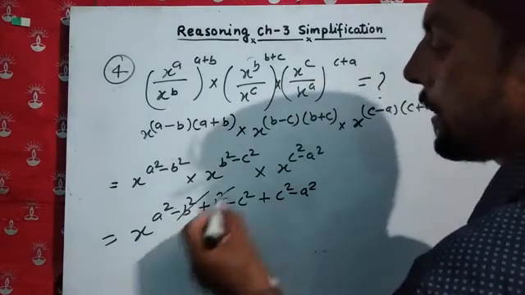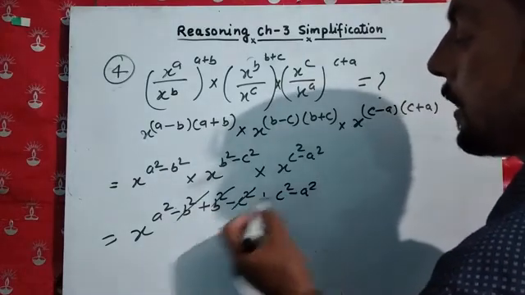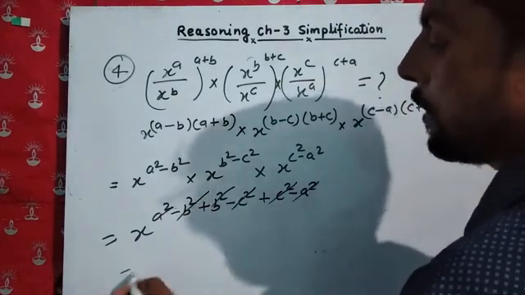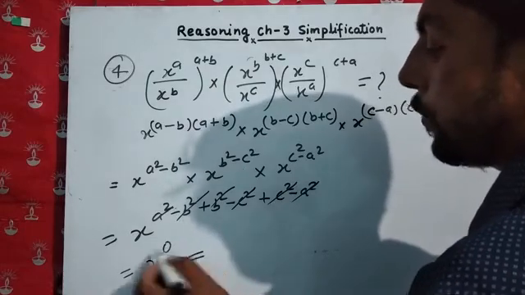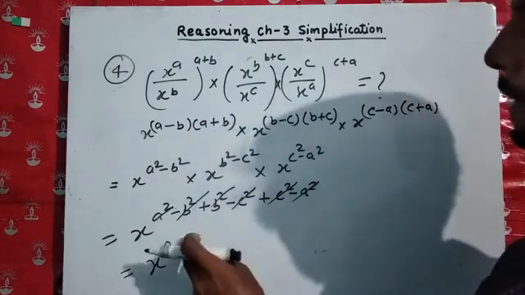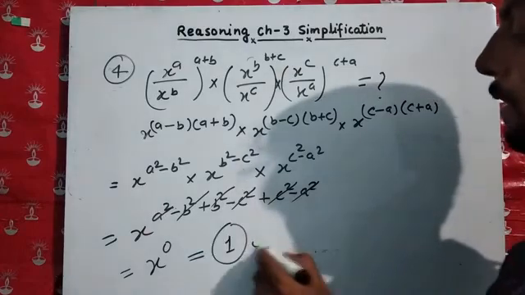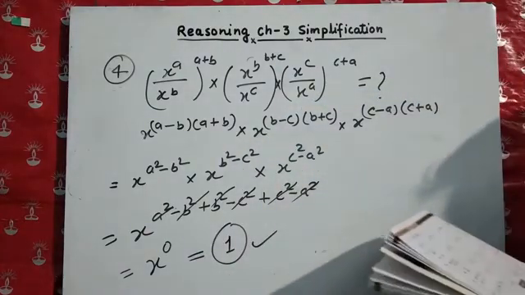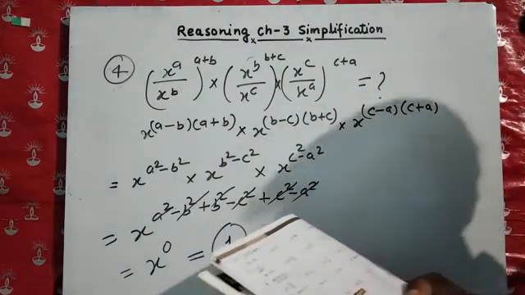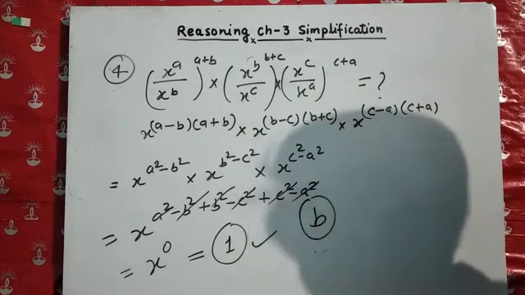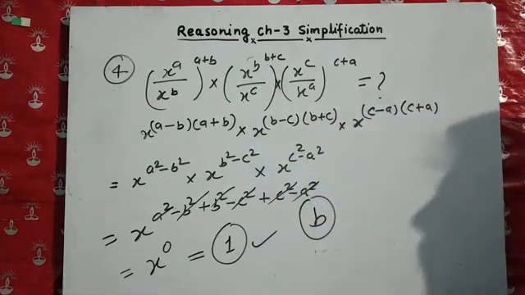So what are we getting? Negative, positive, again negative, positive, again negative, positive. So we are getting x power 0. Whenever any integer has the power 0, its value will be 1. So the correct answer is 1, and option number B is correct. The remaining questions you have to do by yourself. Have a good day. Take care.